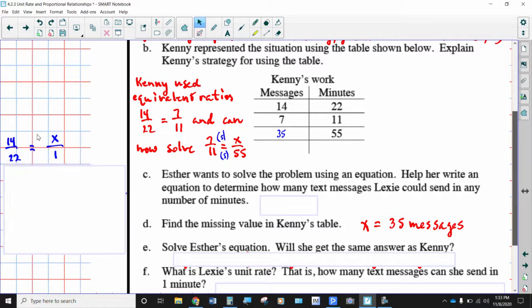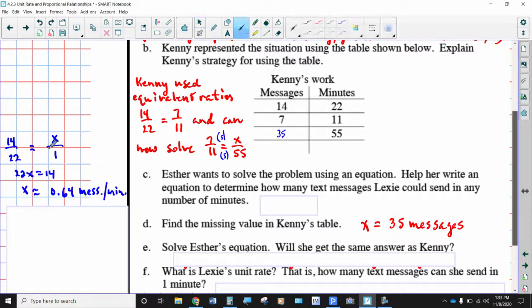So we'll want to set this up, and finding the unit rate in this case is a little bit tricky because you don't get a nice clean unit rate. You end up with a repeating decimal. When you do the division, first of all, what I did was cross multiplied. 22 times x is 22x, and 14 times 1 is 14. 14 divided by 22 is going to give you technically 0.63 repeated, but I rounded it up to 0.64 messages per minute. So that means that the unit rate being 0.64, that's what we would multiply times x.